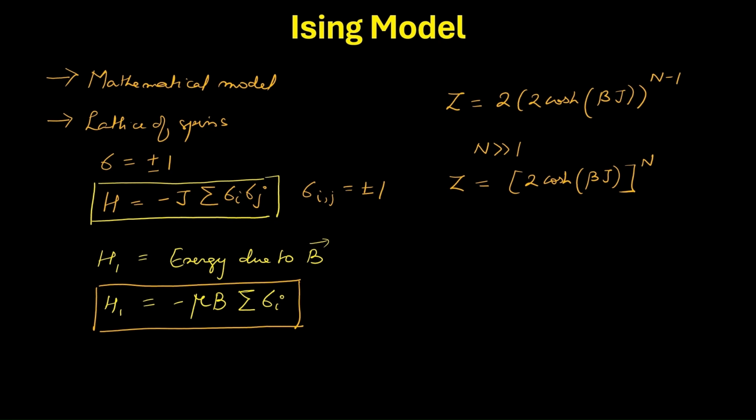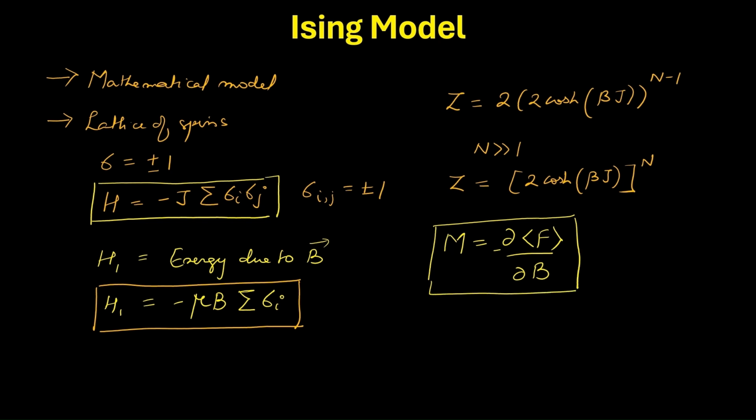And sometimes in the numerical they might ask for the magnetization. So for magnetization we can use this formula. Here F is the free energy with respect to the magnetic field. So if magnetization is asked, then first we have to find out the free energy. Then we have to take the partial derivative of the free energy with respect to the magnetic field.